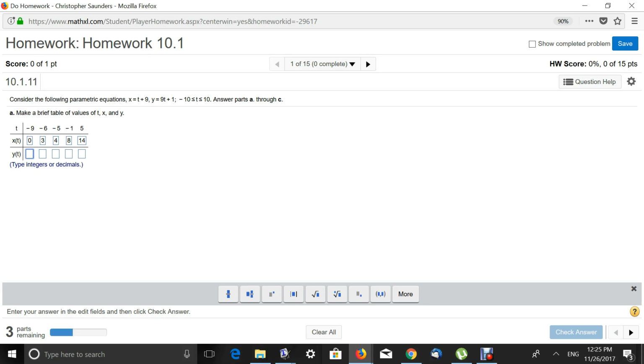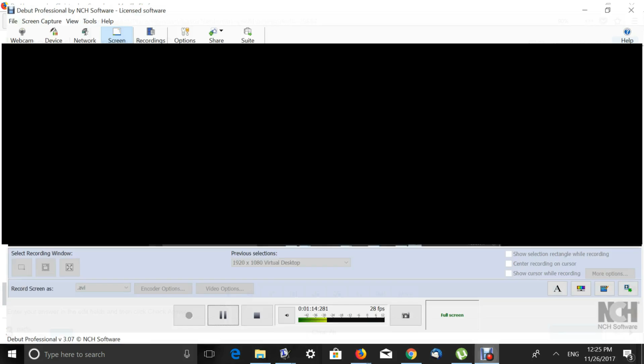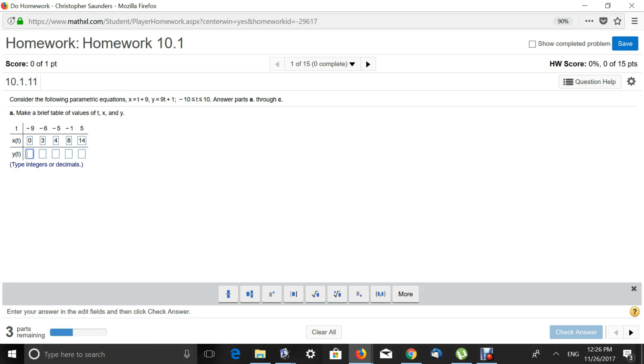For y, we'll plug negative 9 in to the formula for y. That's 9 times negative 9, which is negative 81. And so if we plug negative 9 in for the t into the y formula, we get 9 times negative 9, which is negative 81. Negative 81 plus 1 is negative 80.